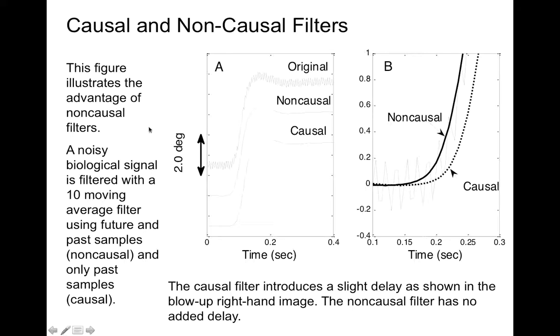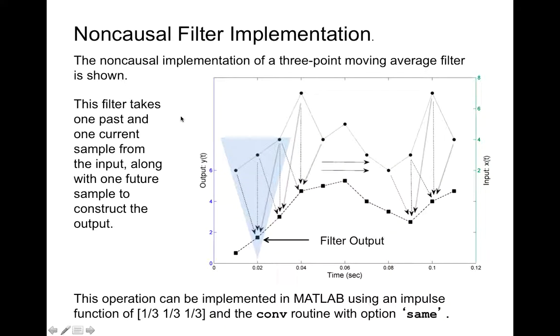If you blow up this portion of the curve, you can see that the non-causal filter basically does not have any time delay. The causal filter introduces a time delay. And of course, in the discrete world, that basically is a phase shift. This time delay can present problems, especially when you're trying to go back and forth from time domain to frequency domain. So here's a little bit of a visual example of a non-causal filter implementation.